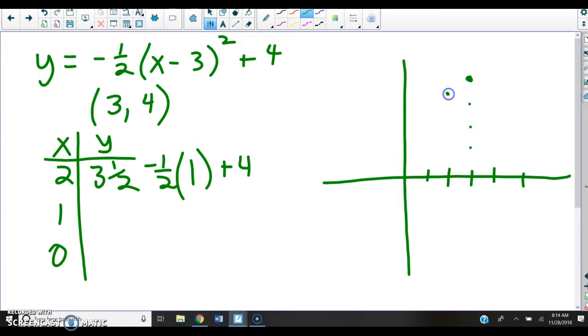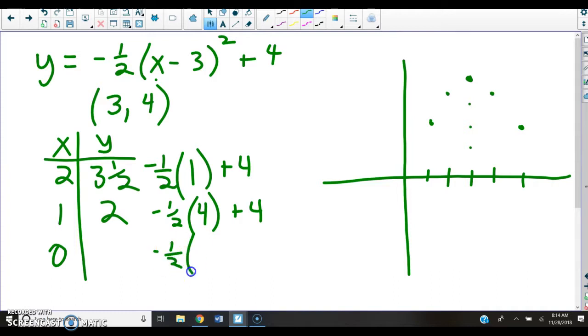So 2, 3.5. And if I put in 1, I would have negative 1/2. 1 minus 3 is negative 2, squared is 4. So this will be negative 2 plus 4, that would be 2. So 1, 2, use symmetry, and 0. Negative 1/2. Negative 3 squared is 9, plus 4. I'm going to have negative 4.5 plus 4 would be negative 1/2.